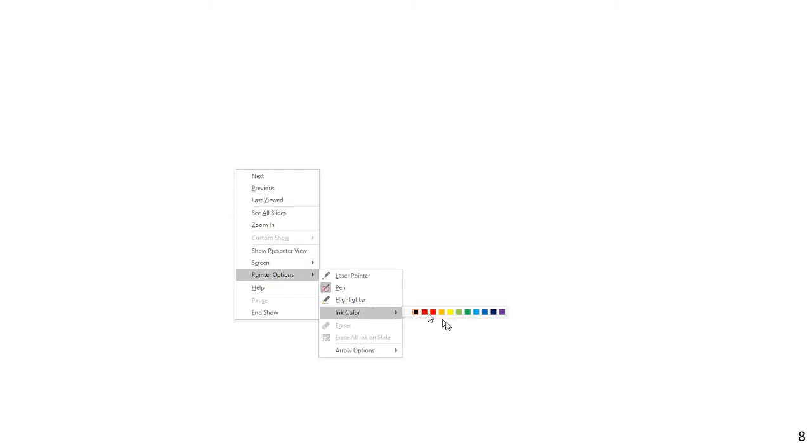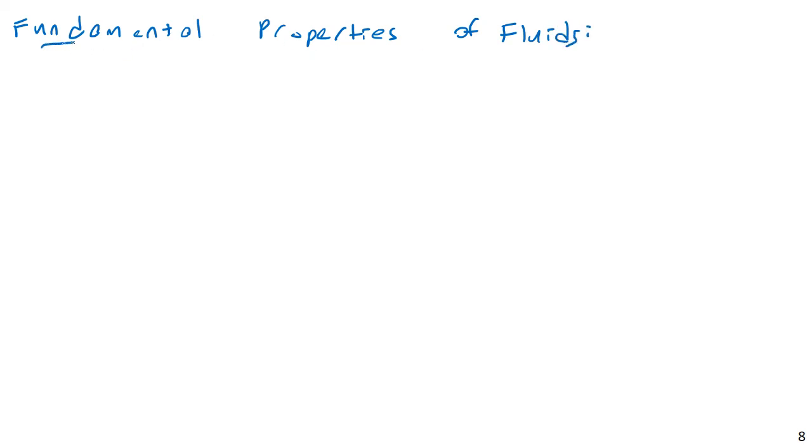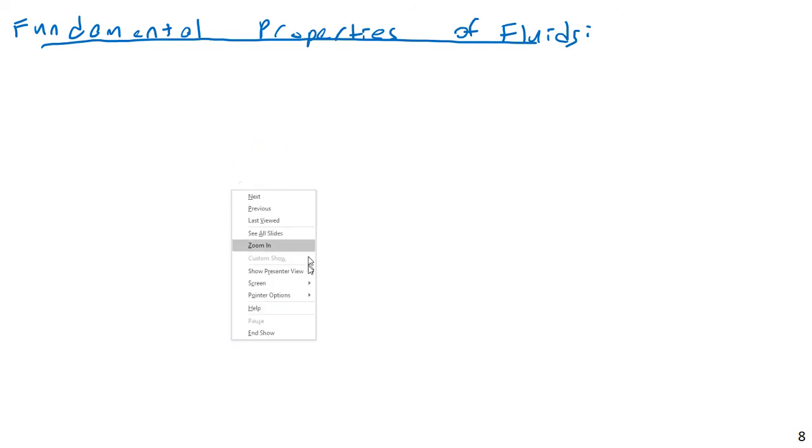Okay, so let's move on to talk about a few fundamental fluid properties. I want to define a few very basic fluid properties that we'll be using throughout the semester. Fundamental properties of fluids. There's just a few that I want to list very briefly that you're probably already aware of. You've probably heard them before, but it can be useful to get a refresher.